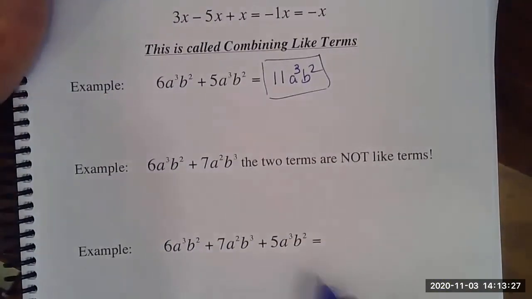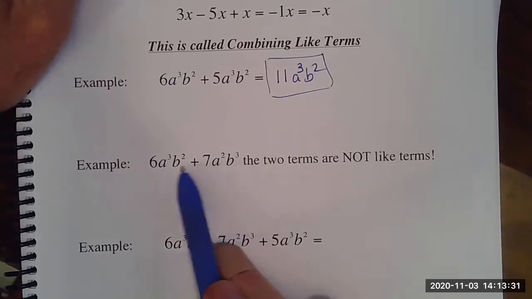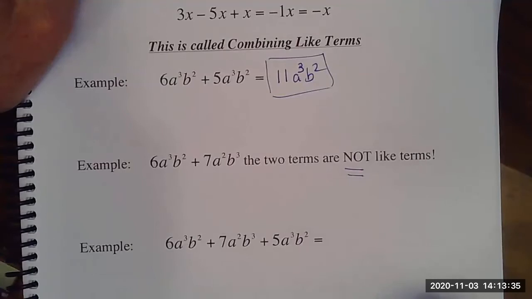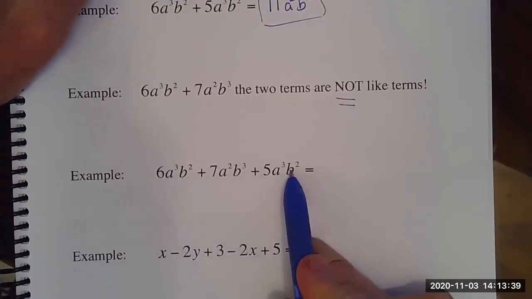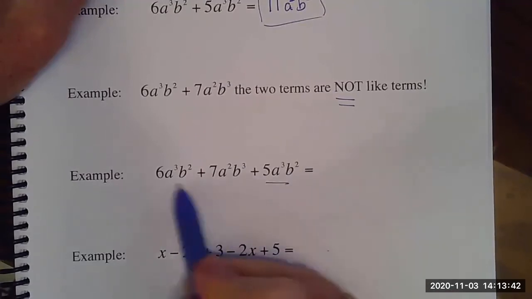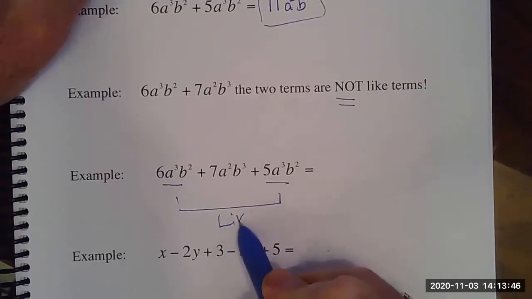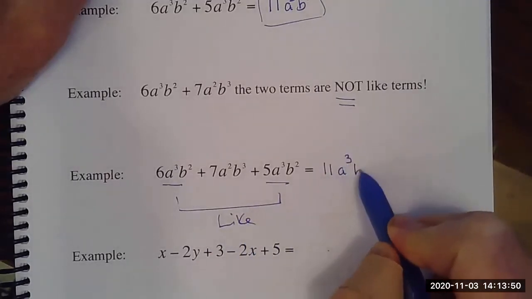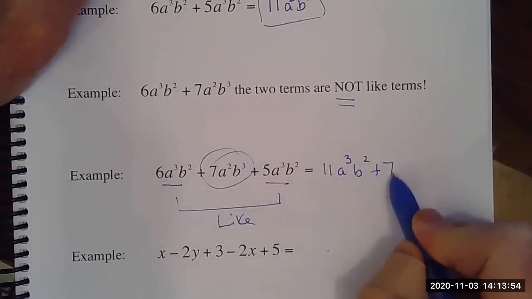Unlike this one, they look like they're the same, but the power on A's are different. So they're not like terms. 1, 2, 3 terms. Let's see. These two are like. So that's 11 of those A cubed B squareds. And then this is the extra piece you have to tag along.